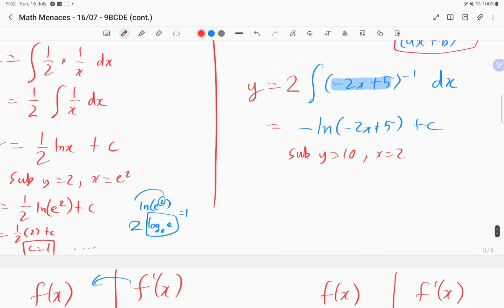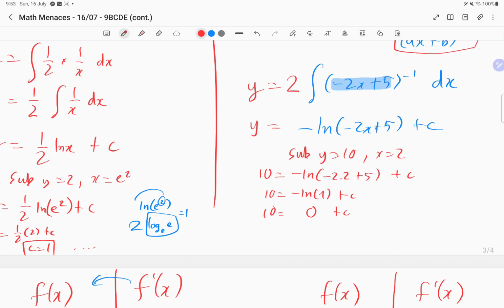Okay, maybe I should go through this one. So y equals 10, x equals 2, so 10 equals negative 2 times 2 plus 5, which is? Negative 4 plus 5 is 1. So ln 1 plus c. What's ln 1? E to the power something equals 1, so e to the 0. Yes, this is just equal to 0 plus c. So 10 equals c. Okay?